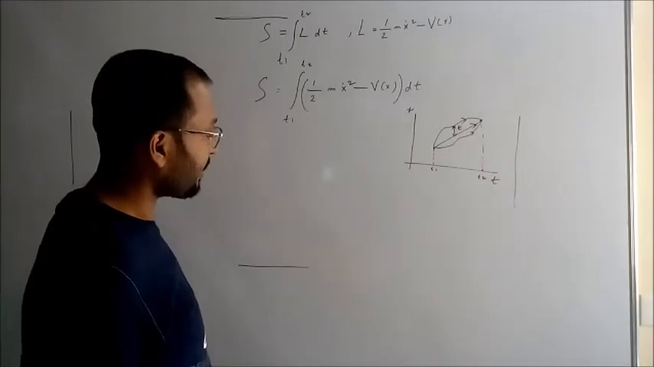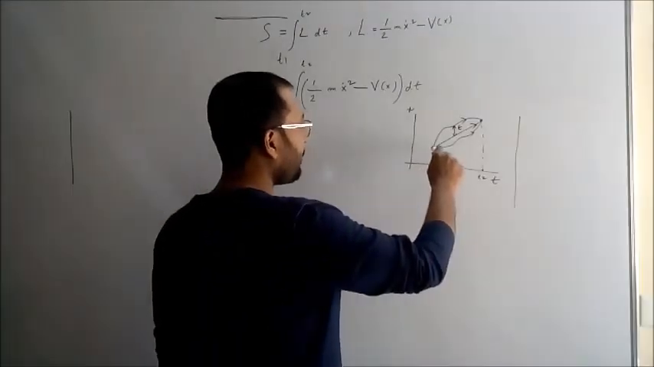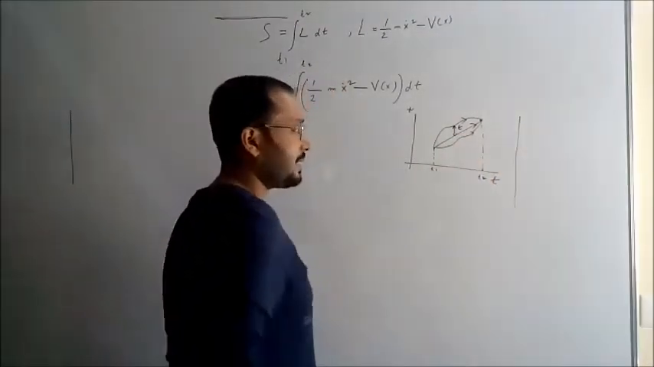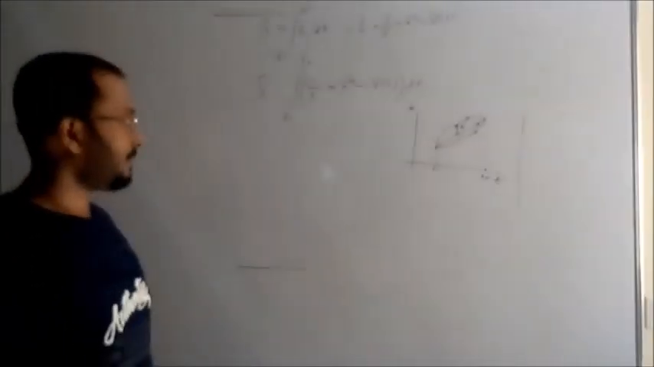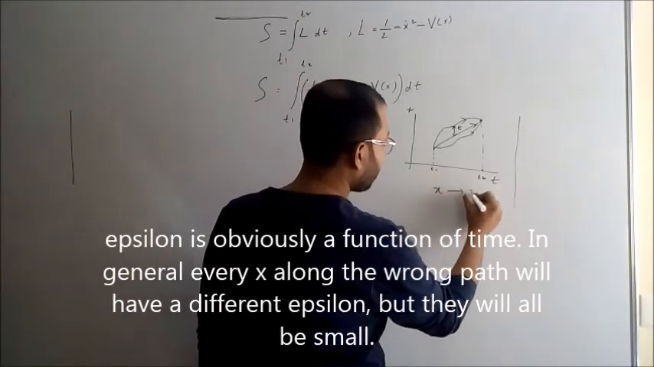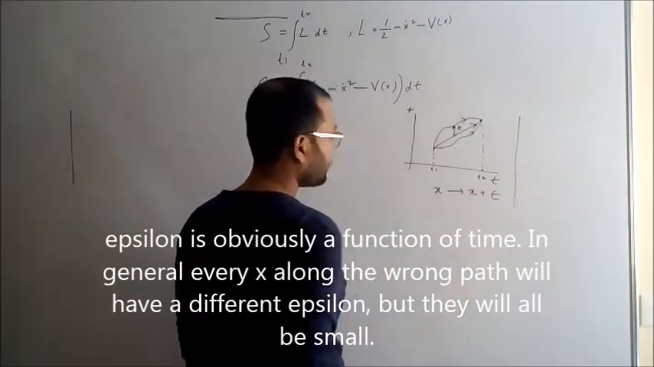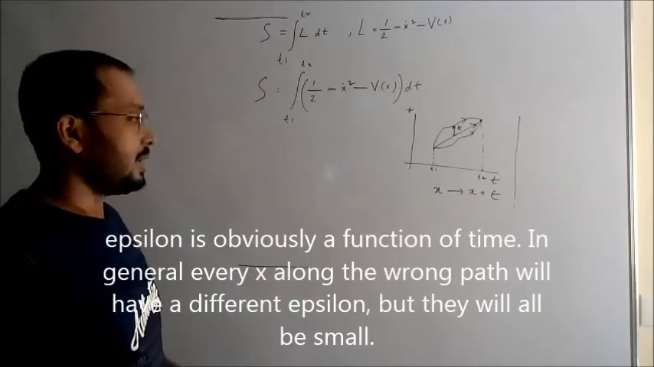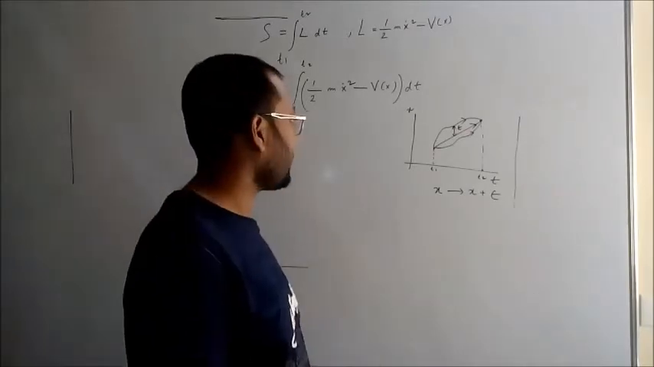So if I have to calculate the action for my path which is not the correct path, for my wrong path, then I will have to let my x go to x plus epsilon. So there is a certain shift of coordinates.